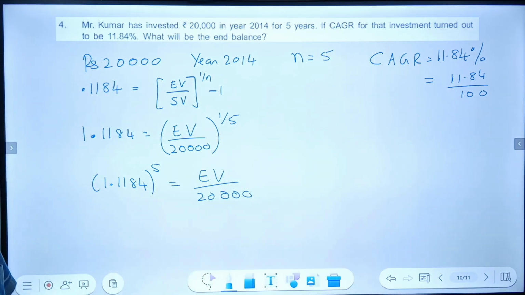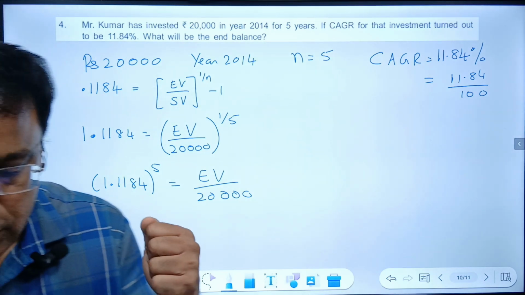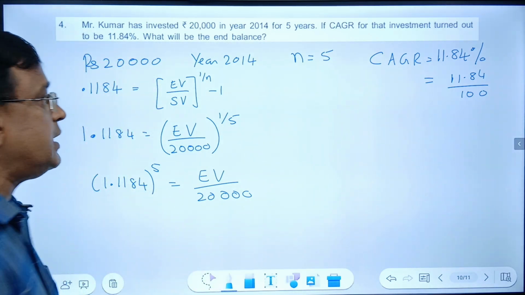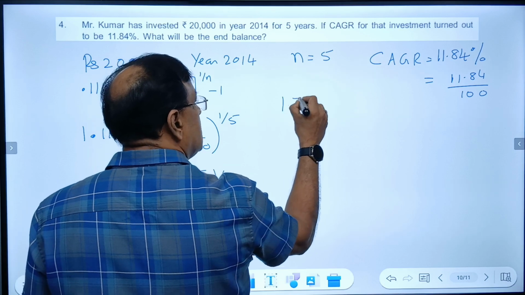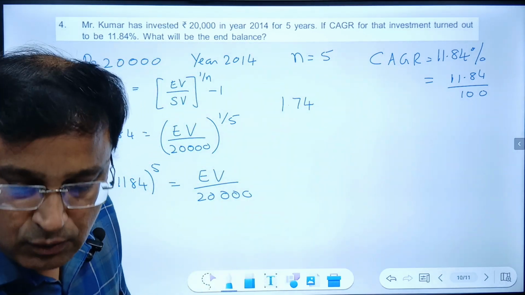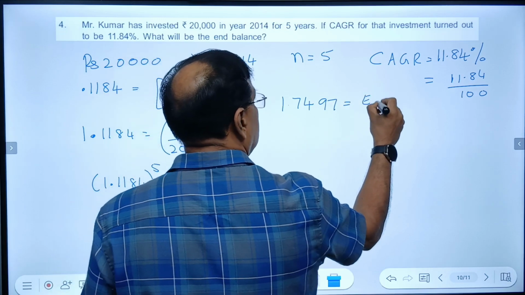This value will be definitely given to you. If they don't give it also, don't have to worry. You can always use logarithm to do the calculation. So it is actually 1.7497 equal to ending value by 20,000.